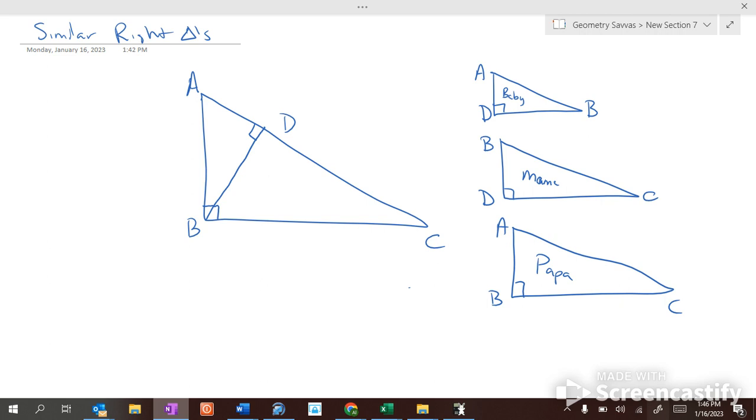So, when you're doing your homework, one of the first questions was figuring out the letters in order. So if I say triangle ADB is similar to, if I go ADB in this order, what would mama's order be? BDC. What would papa's order be? ABC. Do you get how to orient those?